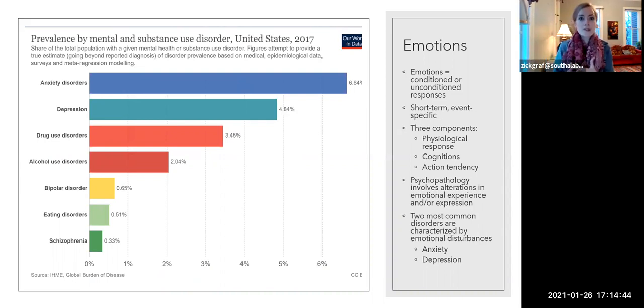But emotional disturbances, changes in emotional experience, is kind of the core of the two most common forms of psychopathology globally and in the United States. Anxiety and depression are both emotional disorders. They're both characterized by altered emotional states. Anxiety is characterized by excessive and inappropriate fear and apprehension. Depression is characterized by excessive and inappropriate negative affect, sadness, low mood, and other negative emotions like irritability, disgust.